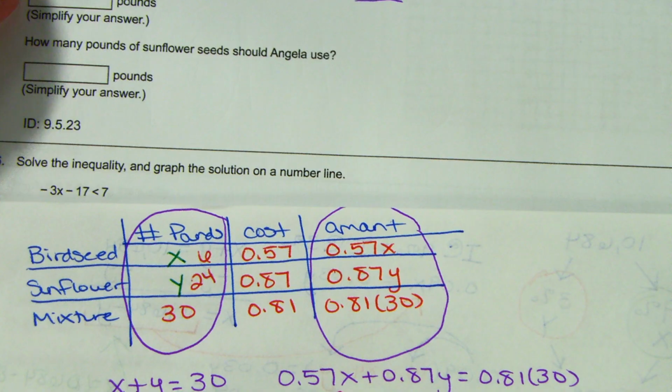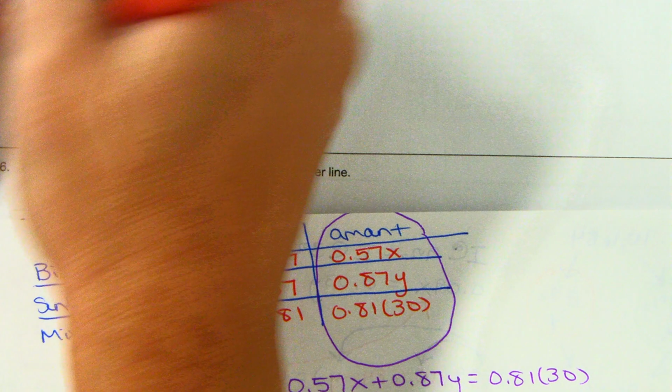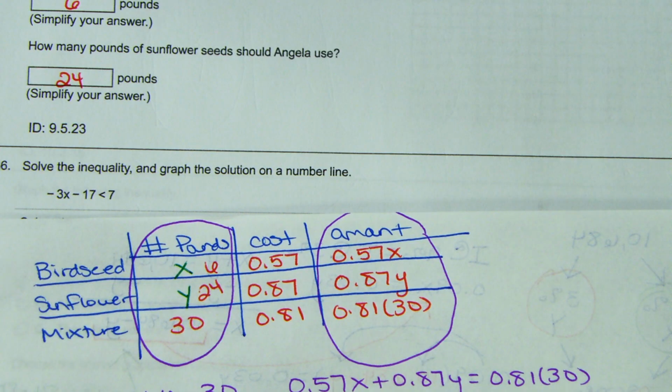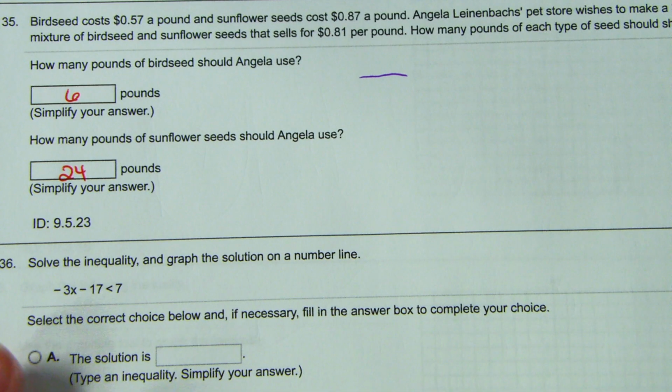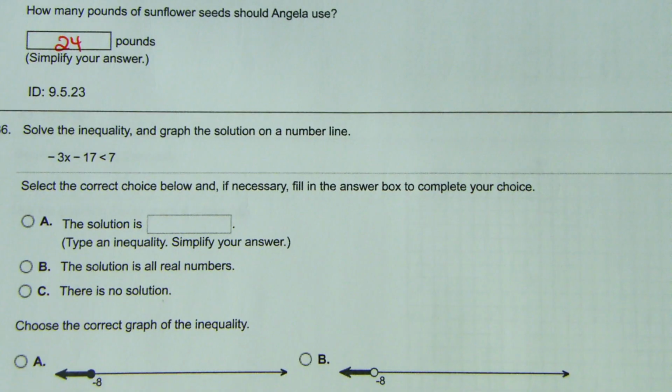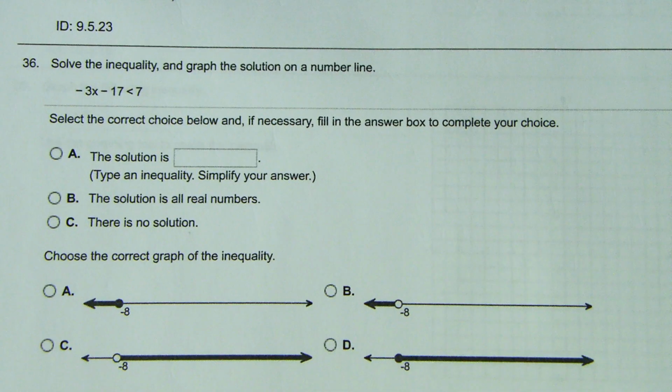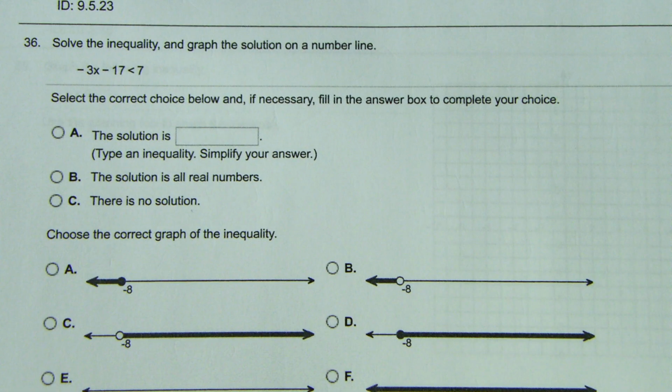All right, we're actually nearing the end. Number 36. Solve the inequality and graph the solution on the number line. So remember, when we solve inequalities, we do them the exact same way we do equations, but if we have to multiply or divide by a negative number across our sign, then we flip our sign. That's the difference.